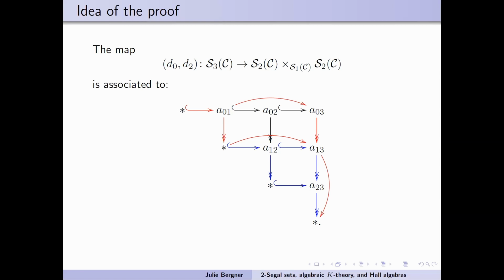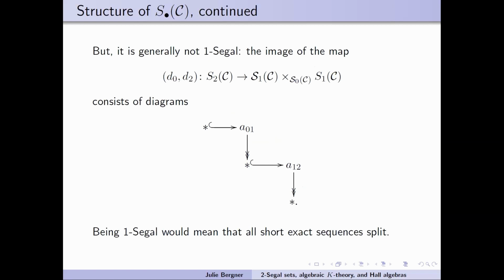But it's not so interesting to be 2 Segal if it were 1 Segal. But it's not. So what would it mean to be 1 Segal? Well, we need the 1 Segal map to be an equivalence. The image of the 1 Segal map looks like a staircase diagram like this: two 1 simplices glued together along the 0 simplex. But this little configuration is not a span or a cospan. It's not something that we're guaranteed we can complete. In fact, if we're thinking about 2 simplices as short exact sequences, completing this diagram is basically finding an extension of A01 and A12. In general, that's not unique. So being 1 Segal would mean that all your short exact sequences split.